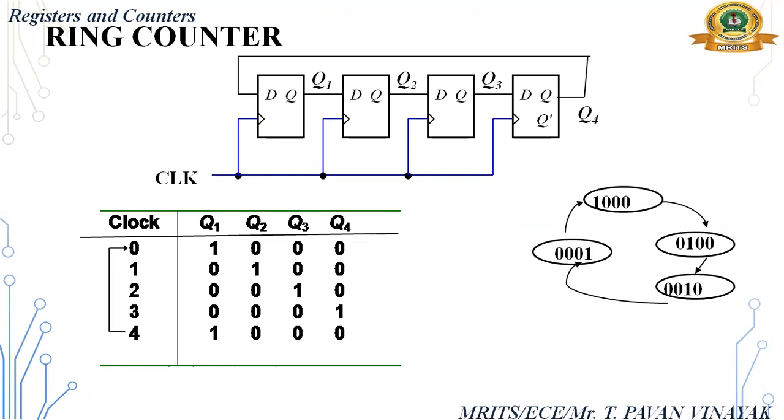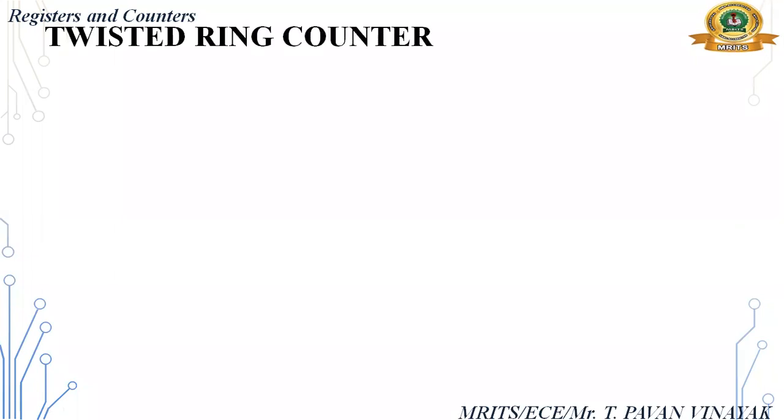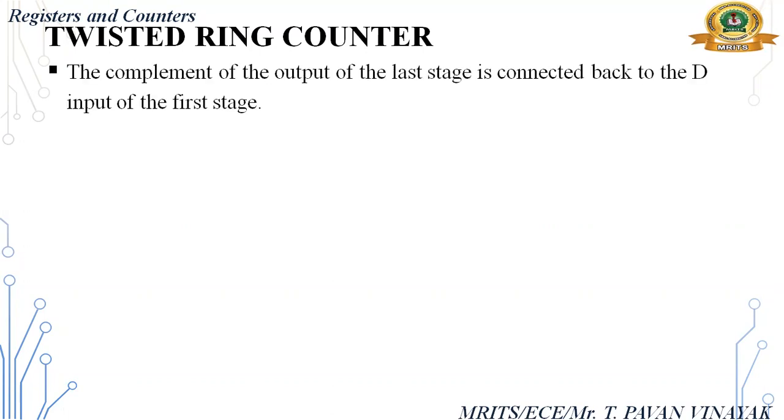Next, twisted ring counter. A twisted ring counter is the same as the previous counter, but we connect the Q bar instead of Q. The complement output of the last stage is connected to the first stage input. Complement output means you are connecting Q bar instead of Q.